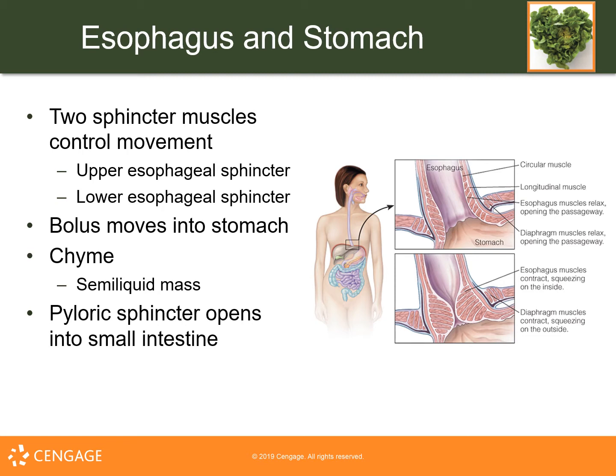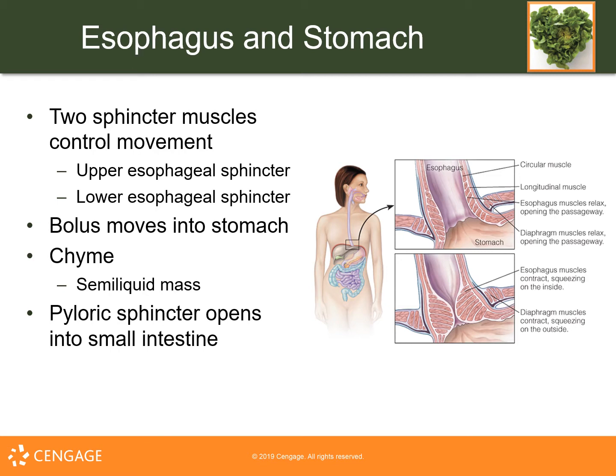So after the food is in your mouth, chewed and swallowed, it enters the esophagus. You have 2 sphincter muscles that control movement. You have the upper esophageal sphincter, which lets the bolus in, and your lower esophageal sphincter, which helps move the bolus into the stomach.